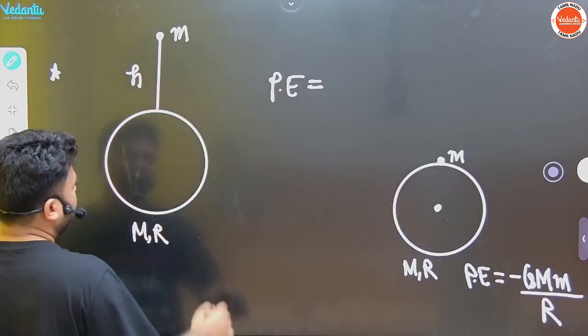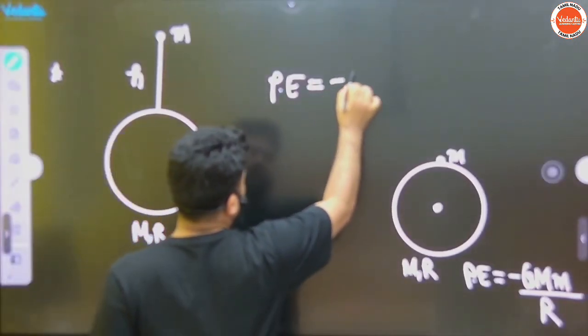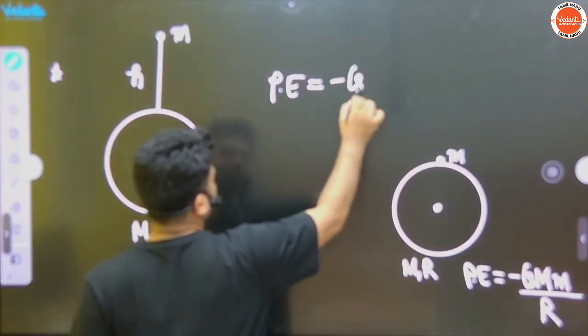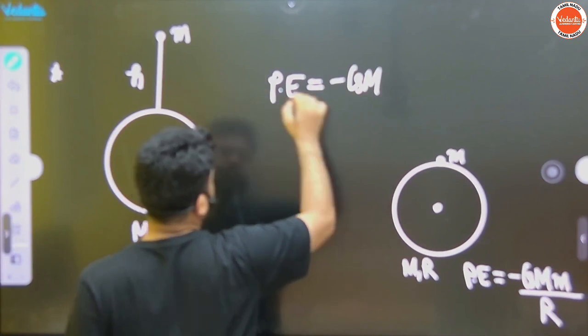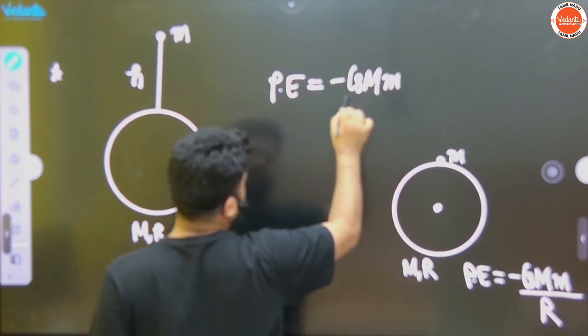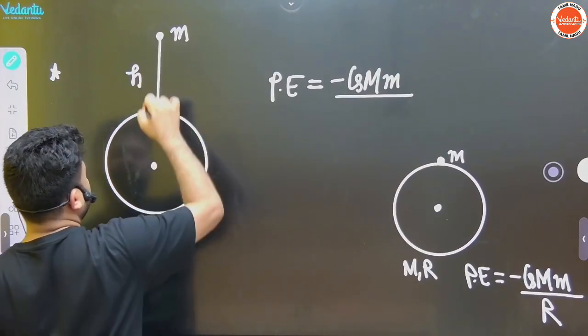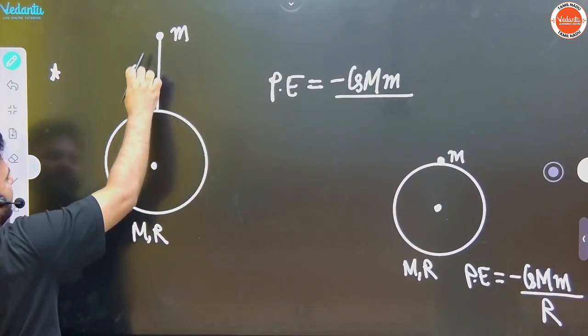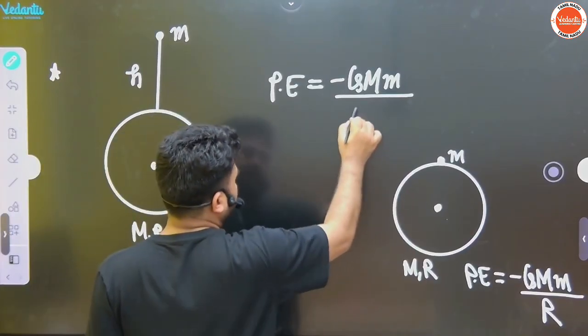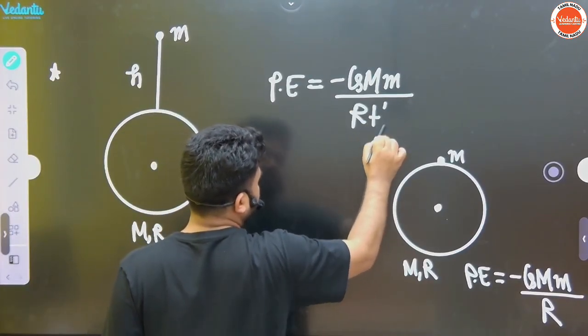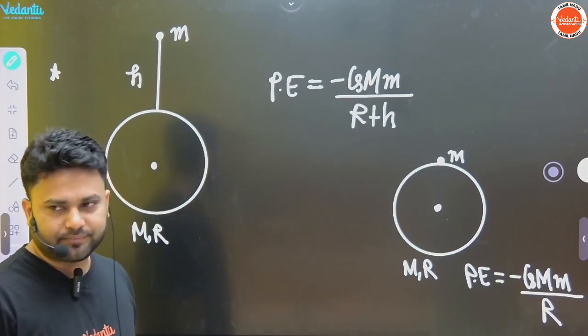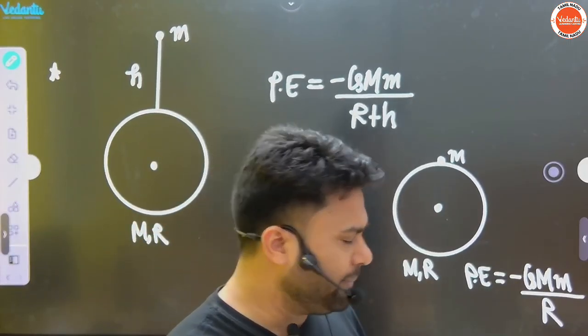Correct? If they ask what is the potential energy here, then minus G, mass of earth, small m, mass of the other object, divided by the distance between them. So the distance between this mass and this mass is how much? This is h, this is radius R. So R plus h. Correct? Simple.